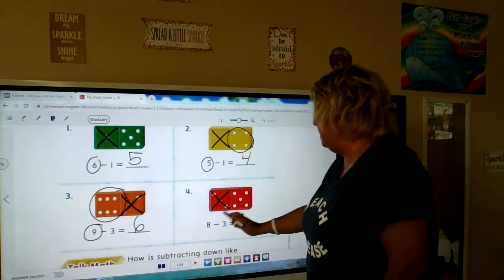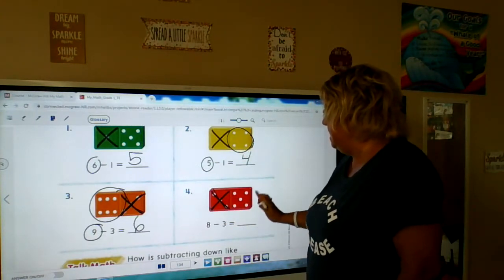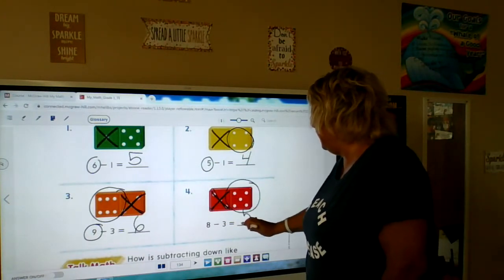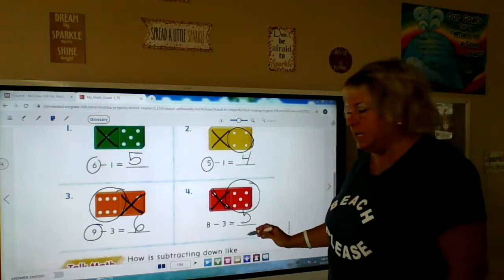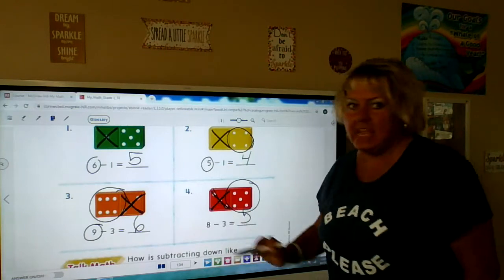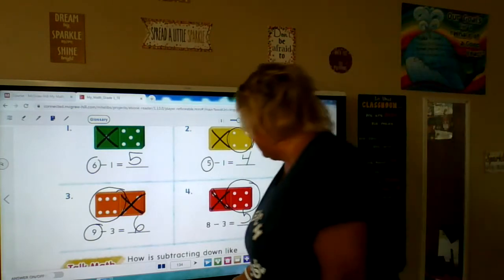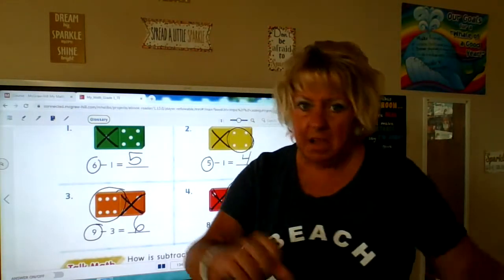We had 8. We're going to cross off 3. The other part that's left is 5. Let's check our work. Is 5 plus 3 8? It is. Good job.